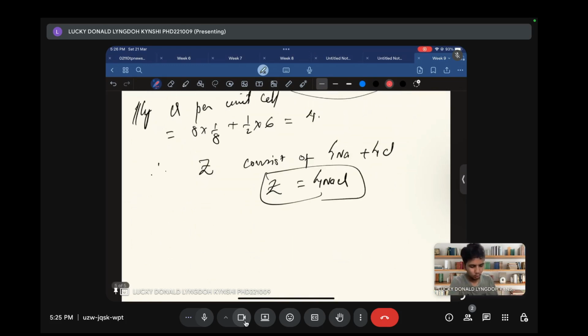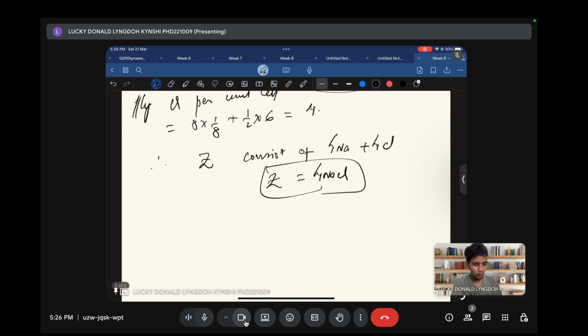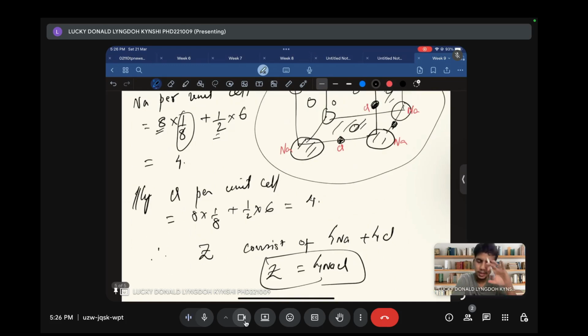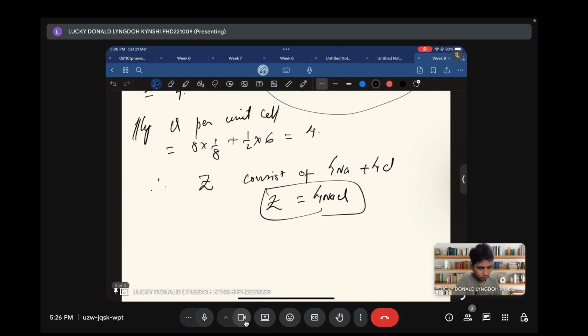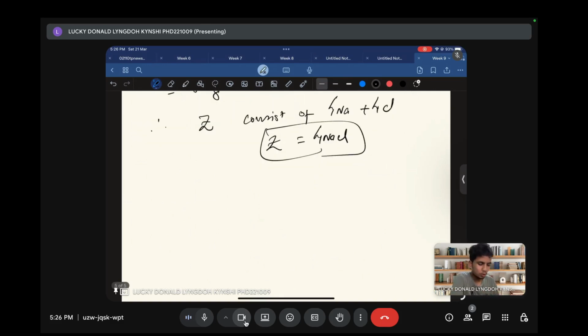If I want to solve this problem now, just remember that in a unit cell, you need to find out how many atoms there are. In our case, in each unit cell there are 4 NaCl. That means there are 4 Na and 4 Cl. So if you take the whole NaCl structure, you have 4 NaCl per unit cell. That is what you need to do. Now you know how many atoms there are per unit cell.